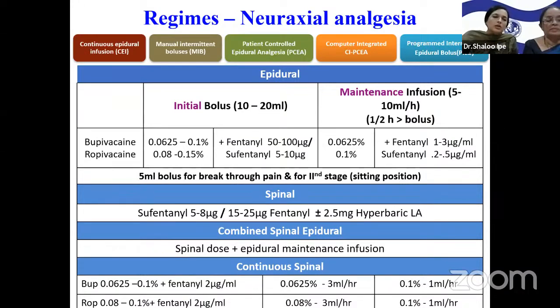After this, the patient is assessed for sensory block, and if adequate, a maintenance infusion of more dilute solutions like 0.0625% bupivacaine or 0.1% ropivacaine with 1 mic per ml fentanyl is given as 5 to 10 ml per hour infusion. When the patient experiences breakthrough pain or during the second stage, we give bolus of 5 ml with a more concentrated solution in the sitting position or propped up position, and the mother is made to sit like that for 5 to 10 minutes till there is adequate pain relief.